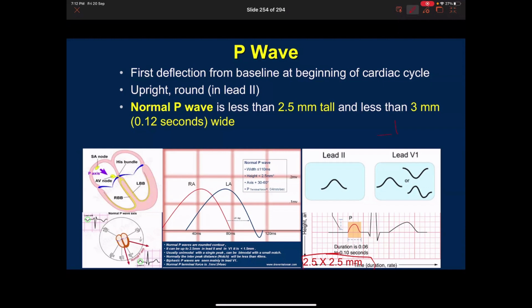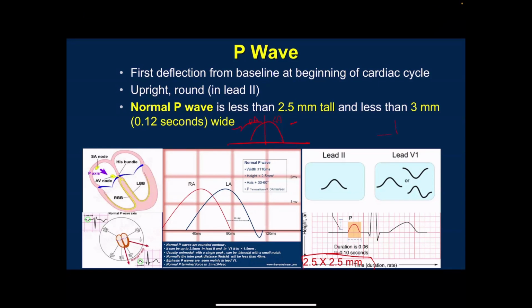Now, what happens with left atrial enlargement is this. This side of the P wave is for the right atrium, and this side of the P wave is for the left atrium, because remember, it's as if the patient is facing you. So this is the right, this is the left. This side signifies right atrial depolarization, while this side signifies left atrial depolarization. But they happen at almost the same time. They're very synchronized. That's why you see it as one wave.